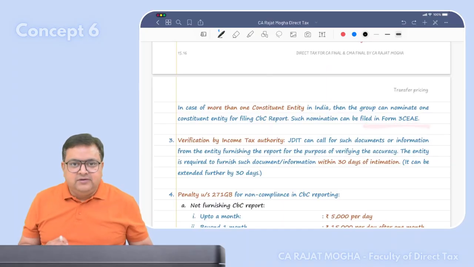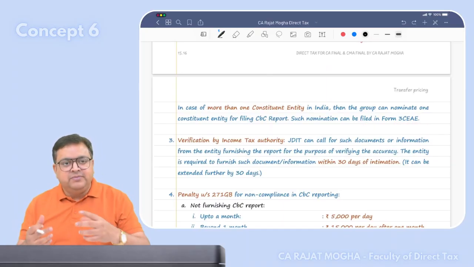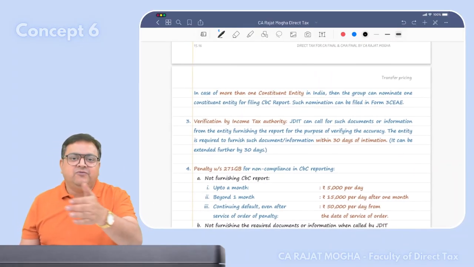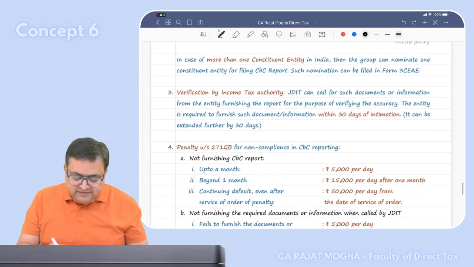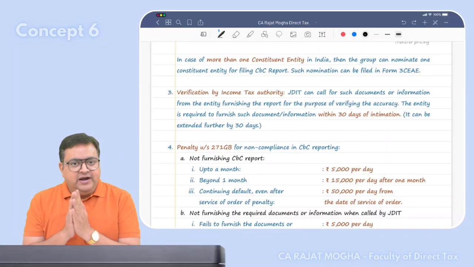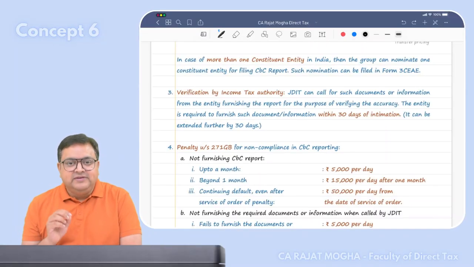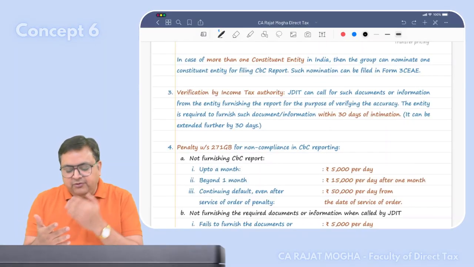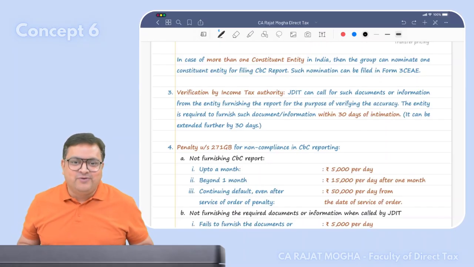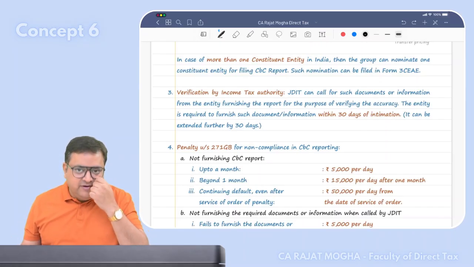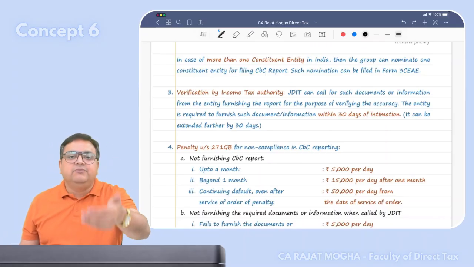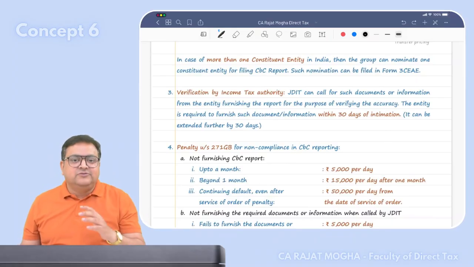You don't have to remember the form number, that you will furnish to designate whom you are nominating, whether the Delhi office, the Mumbai office, or the Chennai office. And now, verification by income tax authorities. See, what happens is, let's say, for example, you have filed your CBCR. Now, the income tax authority will verify whether the report which you have furnished in CBCR is correct information or wrong information. So the income tax department will verify that. And to verify that, we can ask for some more information from you. We can ask for certain more documents. We can ask for some more evidence from you also.